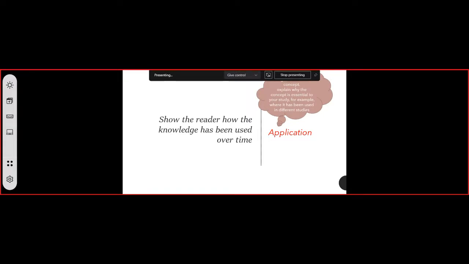On the next level, we're now looking at application. And here you show the reader how the knowledge that you have discovered or research that has been done, how that knowledge has been used over time. So in this, you could explain concepts, explain why they are essential to your study. For example, where has it been used in different studies, in different contexts, possibly in different conceptual frameworks or in different theories.